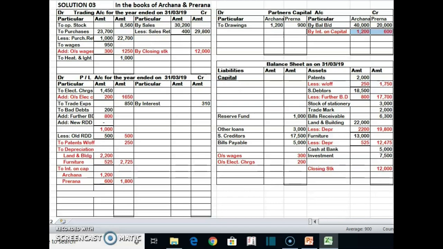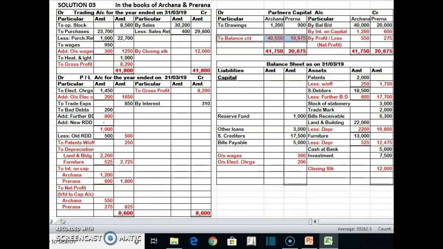Let's start with the closing entries. We close the trading account. Gross profit rupees 8,290. Transfer the gross profit on the credit side of profit and loss account. Take the totals of profit and loss account. Net profit of 825 to be divided among Archana and Prerna in the ratio of 2:1. Transfer the net profit to partners capital account.